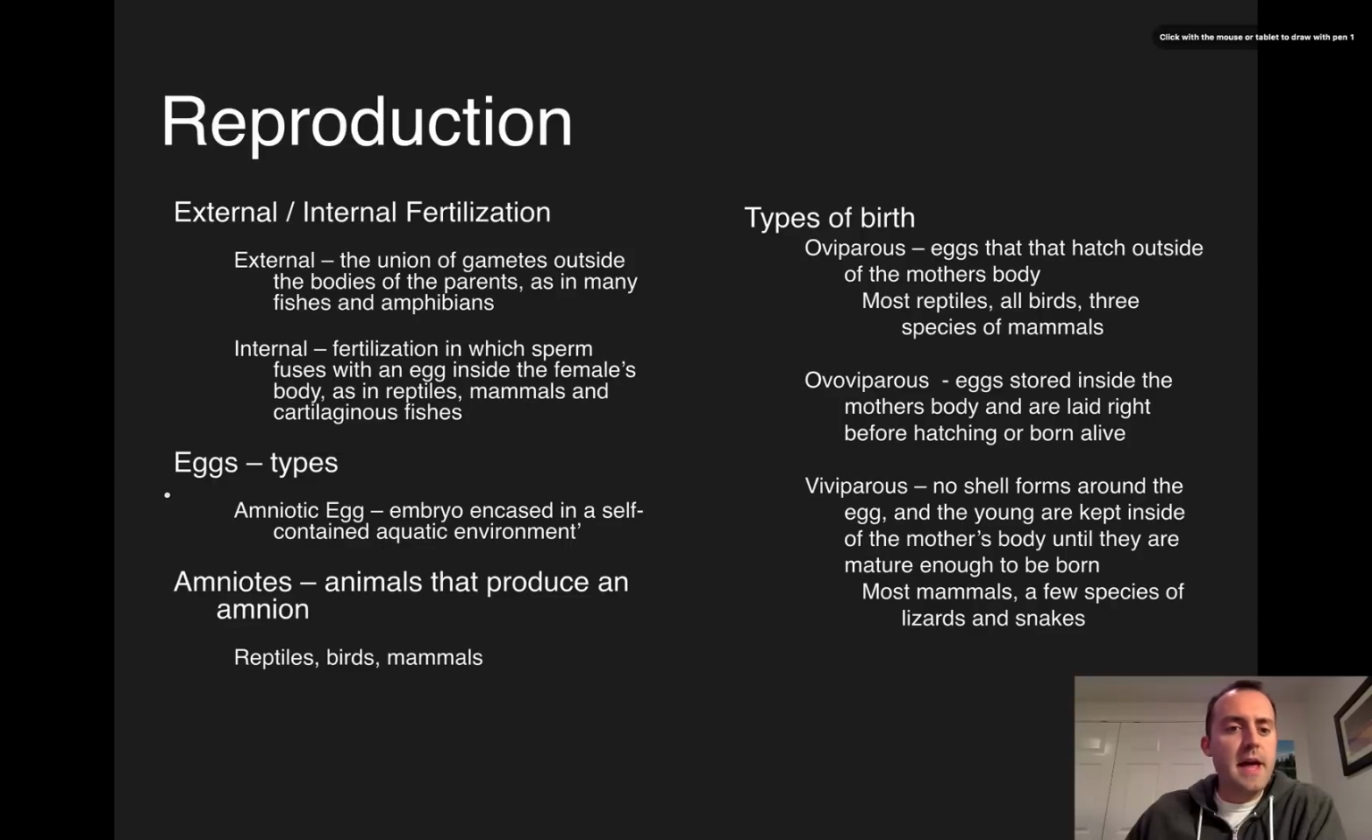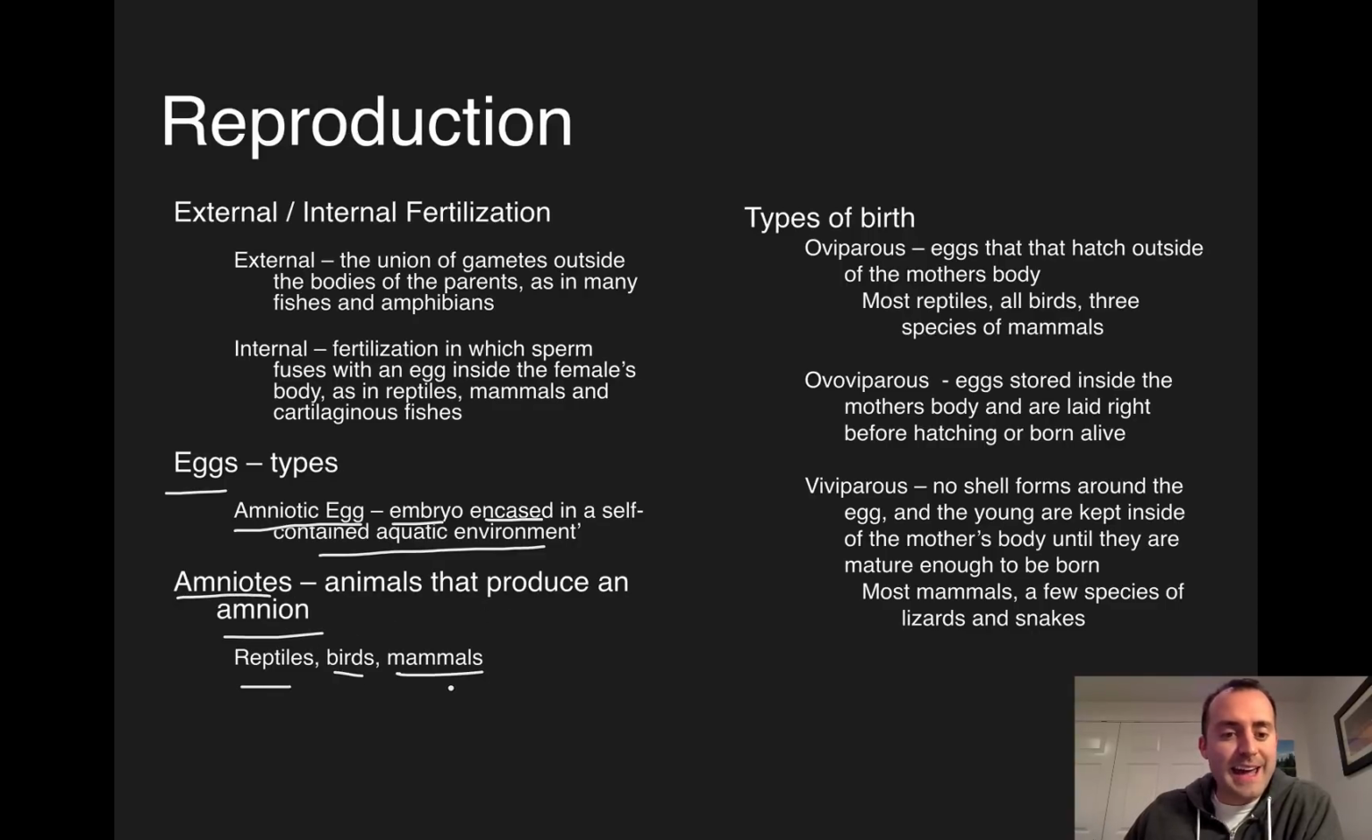Now, organisms that lay eggs can either lay their eggs in water, or they can lay their eggs outside of water, or basically keep their eggs inside the animal itself. So basically, an amniotic egg is just an egg where the embryo is encased in a self-contained aquatic environment. So the organism is not actually released into the environment until it's developed further. Amniotes are organisms that produce what's called an amnion. These are like your reptiles and birds and even mammals.